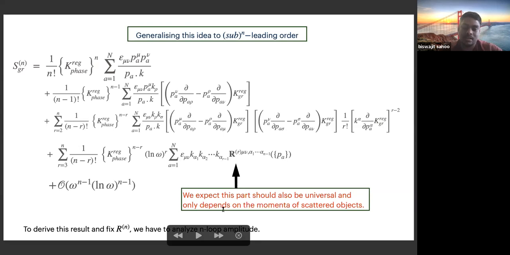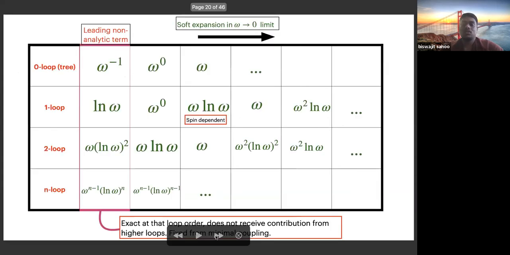So this is just like extending our observation for the n loop case. Here I am giving a table of which order you will get contribution from. From tree level we have seen that the leading soft factor goes like 1 over omega, the subleading goes like omega to the power 0, the sub-subleading order omega. So you will have a Taylor series expansion in omega.